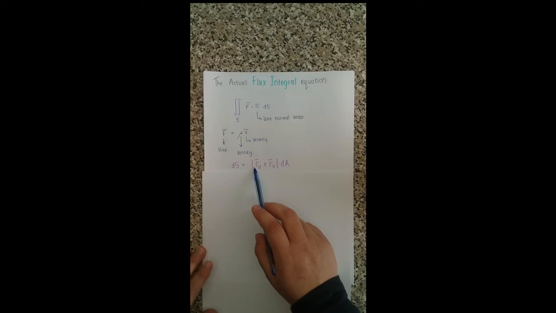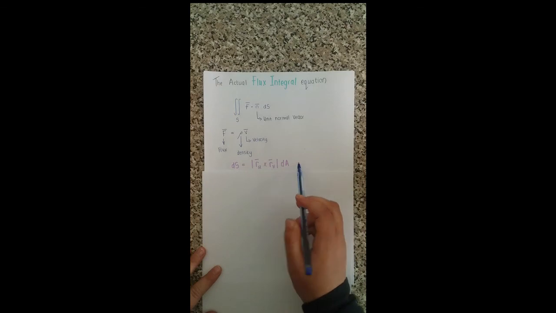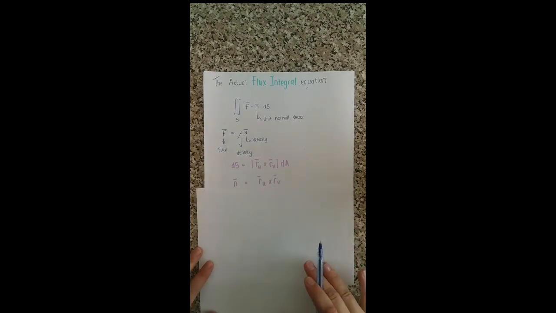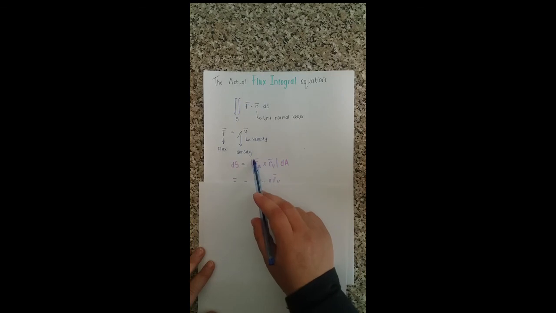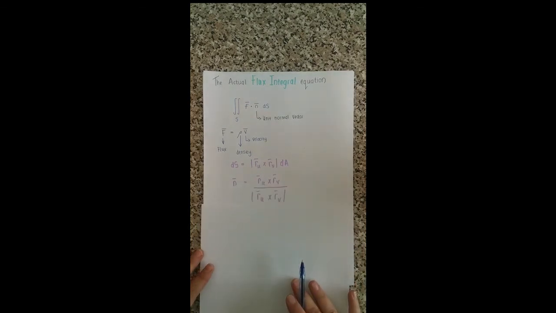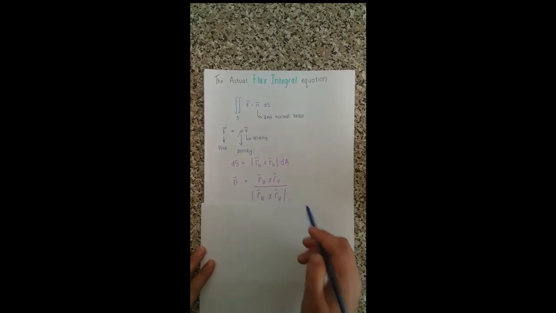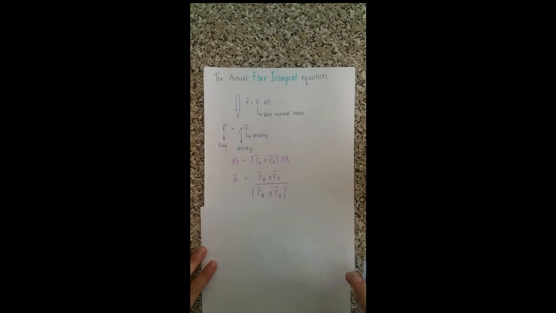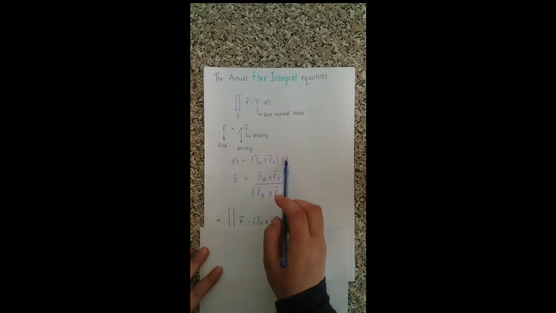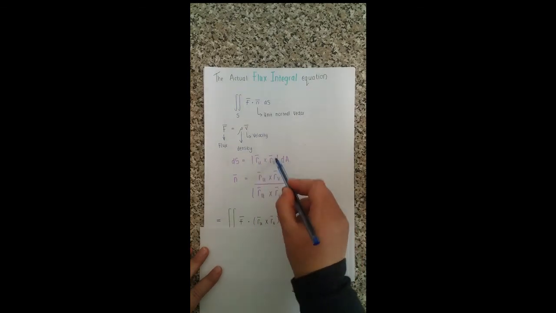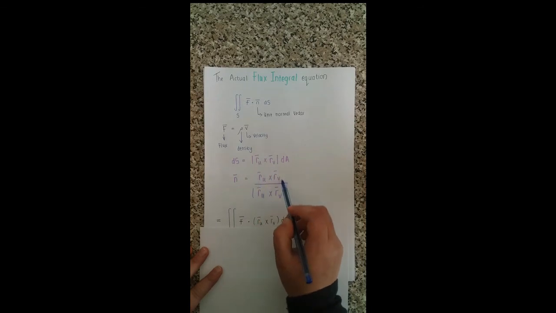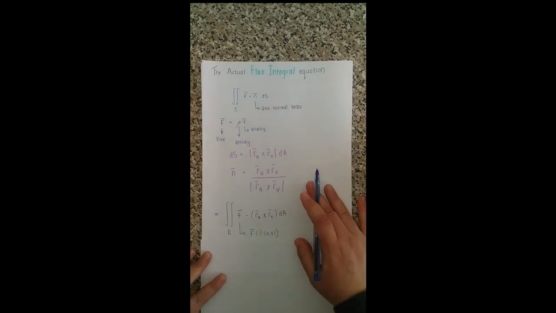So our dS would then be, usually for surface integrals, the magnitude of the cross product dA. But for flux integrals, we use the cross product. And n is the cross product divided by the magnitude of the cross product. But since we have dS equal to the following, this and this would cancel out and you will be left only with the cross product. So this is your final flux integral.